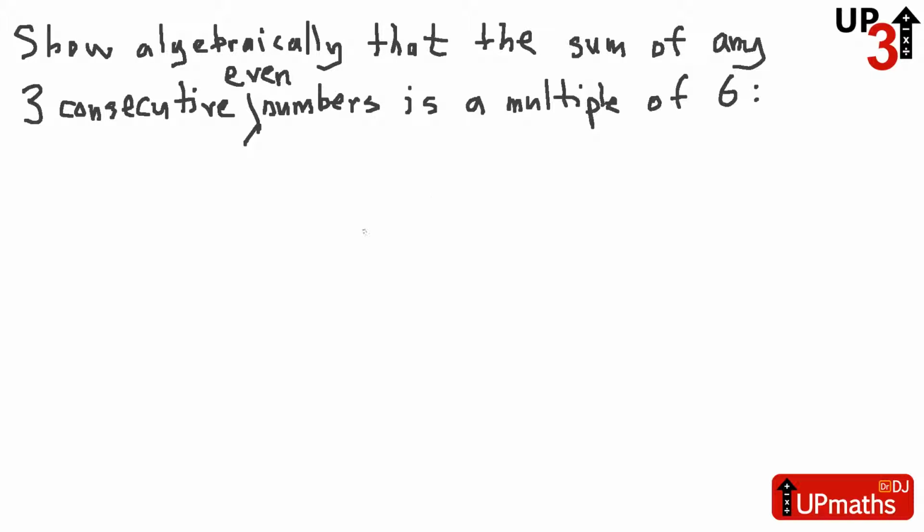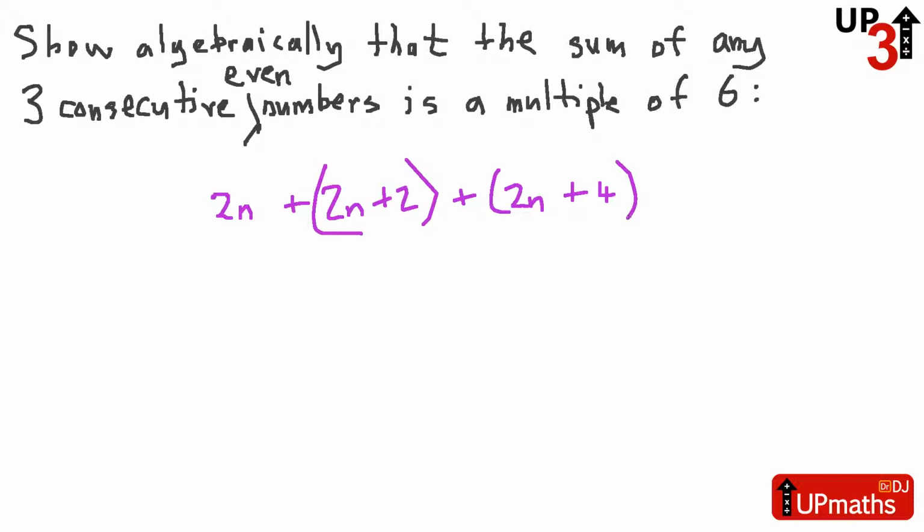Okay, we've got to show algebraically that the sum of any three consecutive even numbers is a multiple of 2. So, oh, they mean even numbers? So 2n would be an even number. Then let's add on the next even number, which will be 2n plus 2, because that's the next even number. And then the next even number will be 2n plus 4. So that makes 6n plus 6, because I can ignore the brackets because there are only plus signs, which is 6 times n plus 1. Oh, which is a multiple of 6.